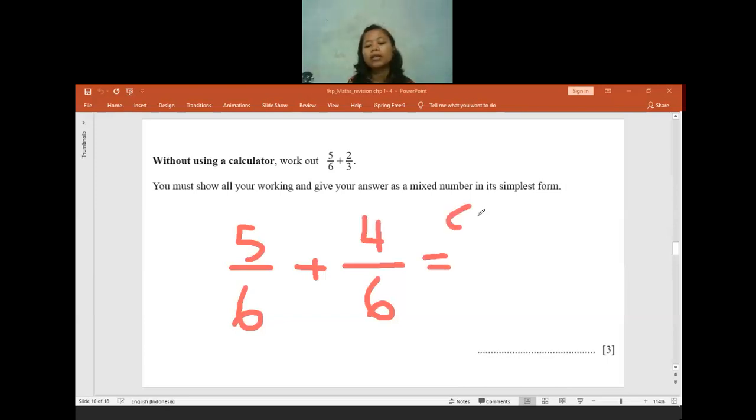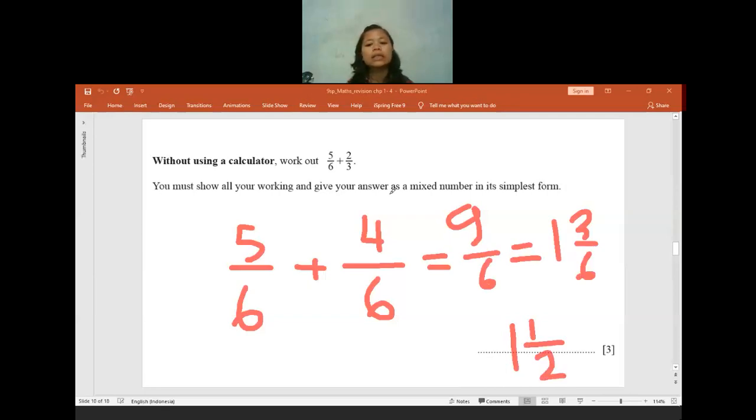9 by 6 plus 1 by 2. Okay, 9 by 6, we can make it into 1 3 per 6. The 3 per 6 we can simplify. The answer will be 1 1 by 2. Is there anyone who is confused? Or maybe I talk too fast? Okay, it's already time's up.